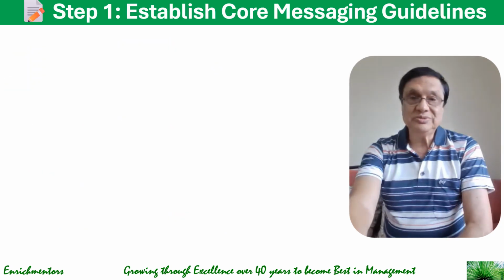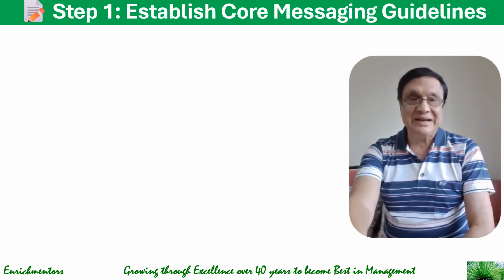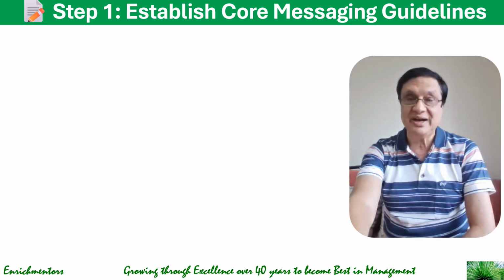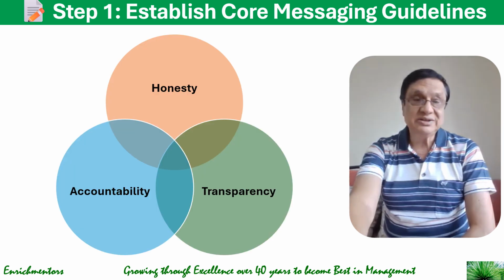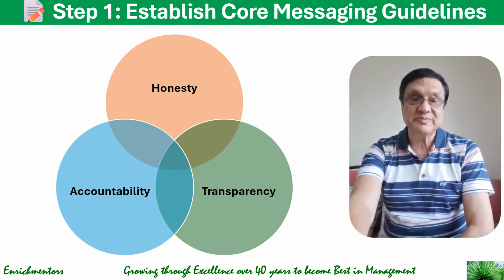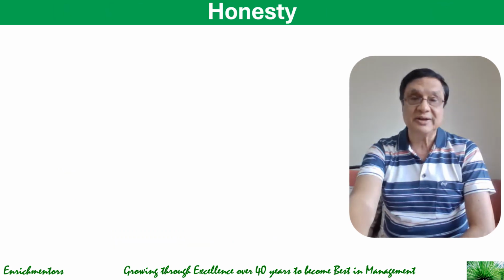So first, we need to establish core messaging guidelines. Before crafting the message, we need to make sure that we follow in all communication these three guiding principles. And what are these three guiding principles? Let's recap here. First is honesty. Second is transparency. And third is accountability. So before you craft your messages, make sure that all your communication follows these three guiding principles. Now let's take a look at what they really mean.